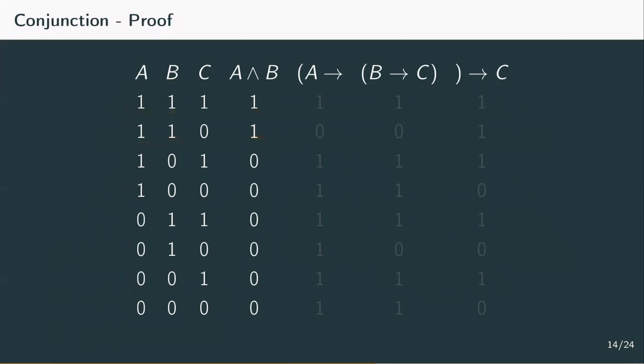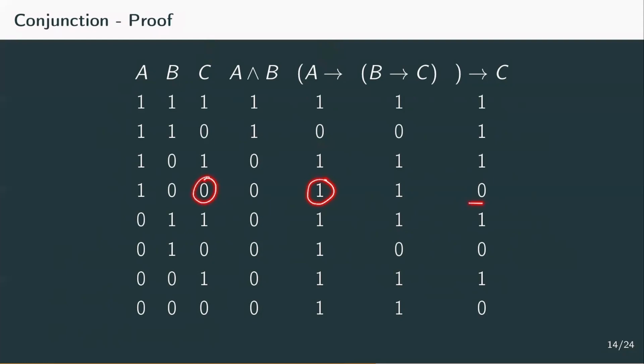An implication B implies C is only false if B is true and C is not. So only this line and this line have to be zero. The rest is true. Now the implication A implies B implies C is just as simple, and there's only one line which is zero. And for the last implication, and so the truth value of the whole formula, we need to compare this column that we just filled out with the truth values of C. Whenever it's true for this implication, A implies B implies C, and C is false, we get a zero. Otherwise, we get a one.